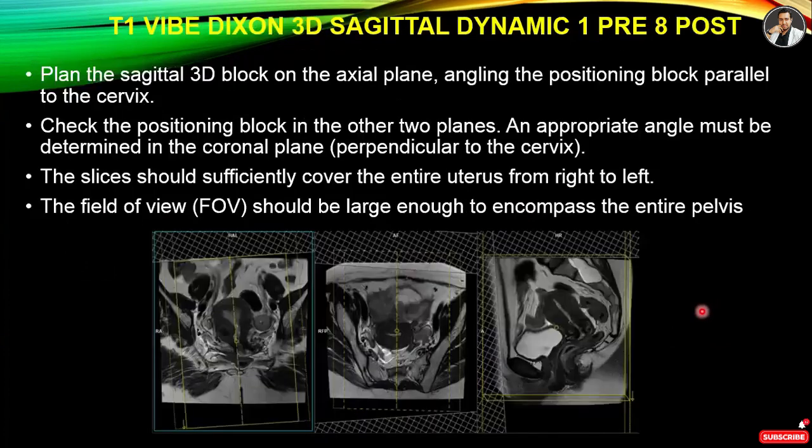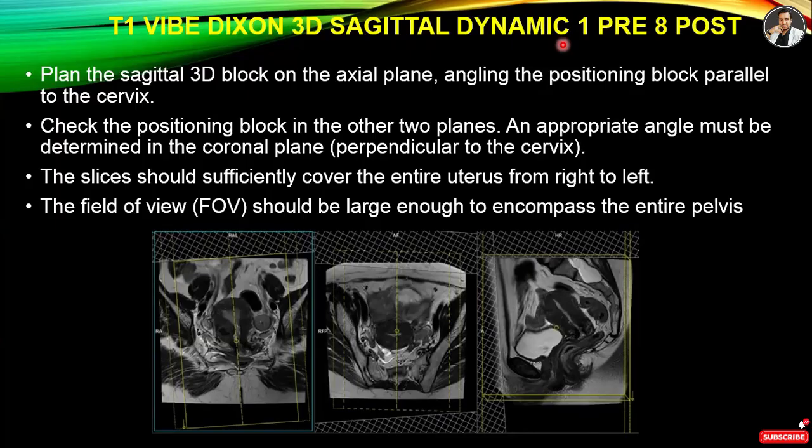Then there is the contrast protocol. This is Dixon's sagittal dynamic. Dynamic means the first scan will be pre-contrast. We follow the technique of dynamic contrast. The liver also has a dynamic scan. When the normal scan is over, the assistant will prepare the contrast. The patient will hold the injection in his hand. The patient will hold the needle in his hand.